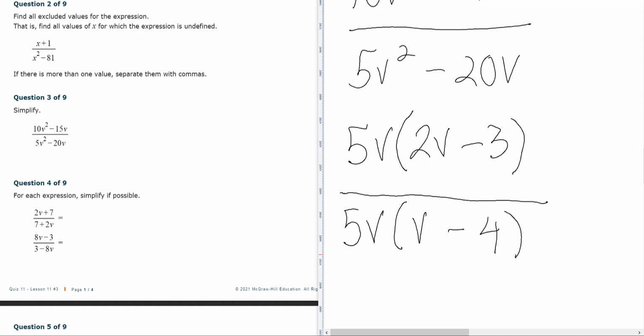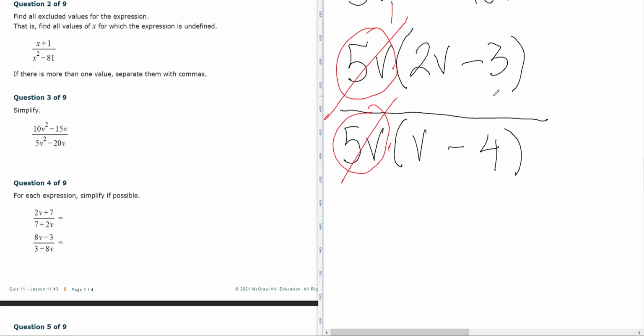Now I see that these are factors because they're being multiplied. Notice that there's a times in here. There's no add or subtract, so those can reduce to 1. And that's going to leave me a final answer of 2V minus 3 over V minus 4.